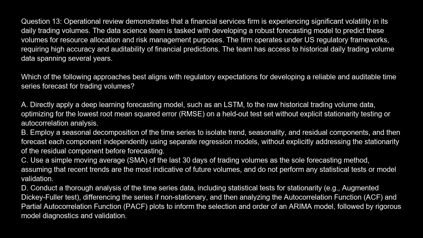Option B. Employ a seasonal decomposition of the time series to isolate trend, seasonality, and residual components, and then forecast each component independently using separate regression models, without explicitly addressing the stationarity of the residual component before forecasting. Option C. Use a simple moving average, SMA, of the last 30 days of trading volumes as the sole forecasting method, assuming that recent trends are the most indicative of future volumes, and do not perform any statistical tests or model validation.